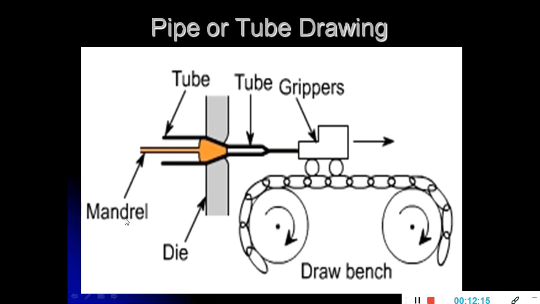Then it consists of a mandrel. The mandrel is inserted into the tube which is going to be drawn, and it consists of this die. This is the tapered hole provided in a die. So how is it going to work? Initially this mandrel is inserted into the hollow tube which is going to be drawn. Then it is forced from this end so that it enters the die, and the projected part should come outside from the other end.